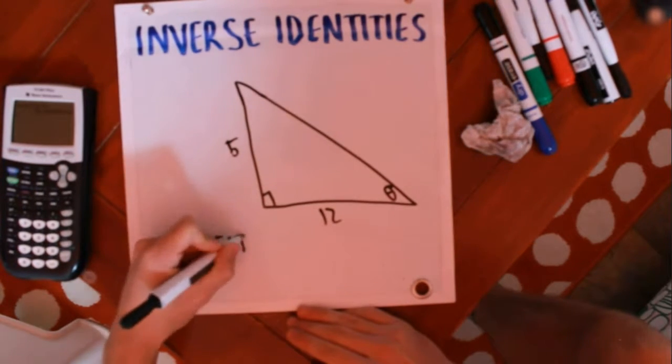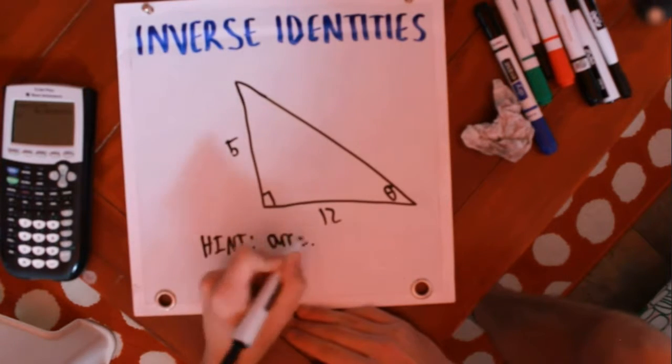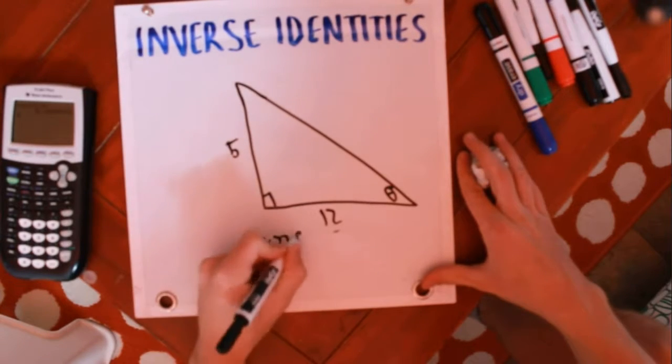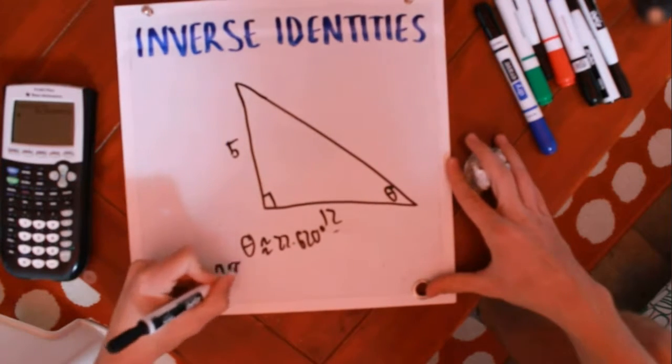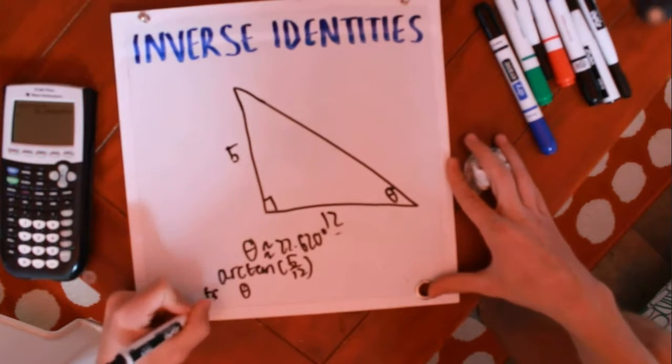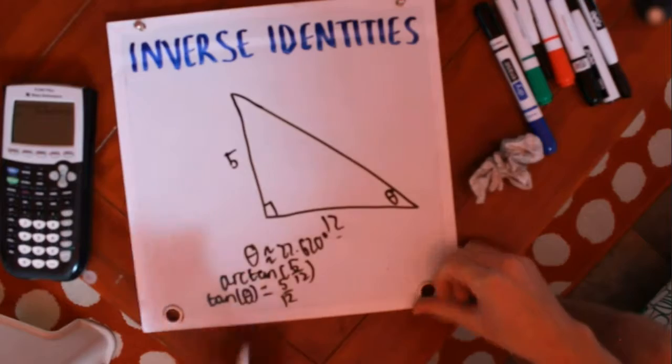Alright, here's your hint. You'll have to use an inverse ratio that deals with the opposite and adjacent sides from theta. Got it? Rounding to 3 decimal points, you should have gotten that theta is 22.620 degrees. If you didn't get it, you should know that this is arctangent of 5/12 because tangent of theta is 5/12 and you need to reverse that.